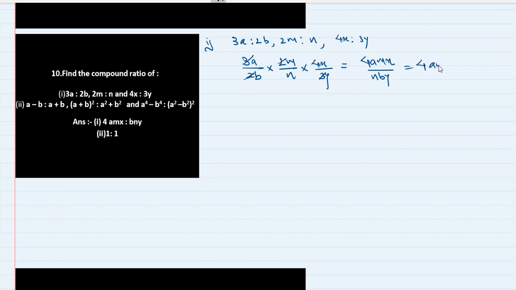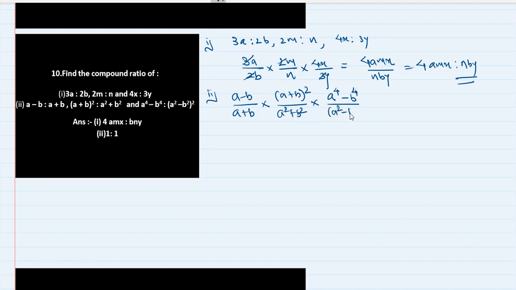So 4 amx is to nby is the compound ratio of the first one. Second one, we have to find the compound ratio of a minus b is to, I will directly write it as upon a plus b multiplied by a plus b the whole square upon a square plus b square and multiplied by a raised to 4 minus b raised to 4 the whole upon a square minus b square the whole square.